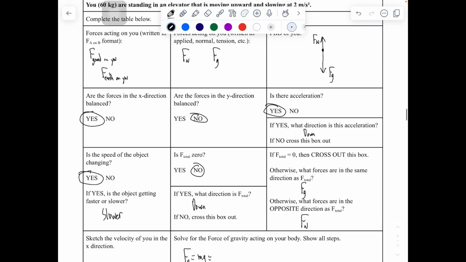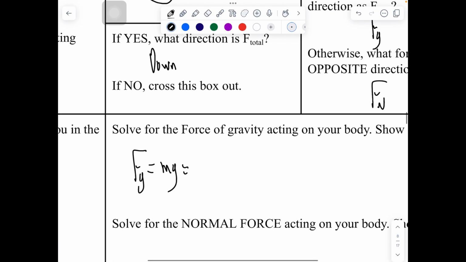What is our mass? 60 kilograms. What is the g value on Earth? 9.8. And we go ahead, we plug this in. 60 times 9.8. 588 newtons.